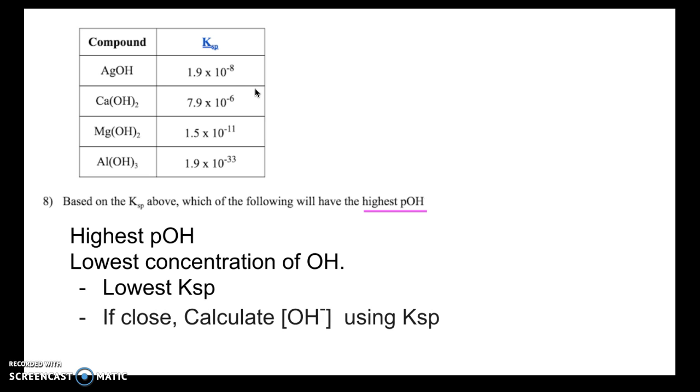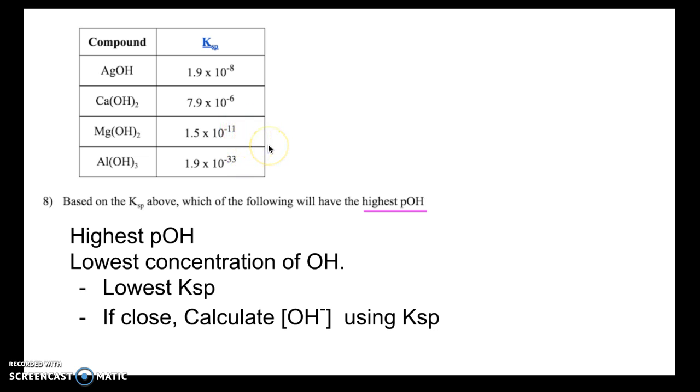And if there are two that are close together, like a couple orders of magnitude away, then for those I would probably calculate the OH concentration using KSP. But in this case, the one with the lowest KSP is on the order of 10 to the negative 33. The next lowest one would be 10 to the negative 11. These are really far apart.